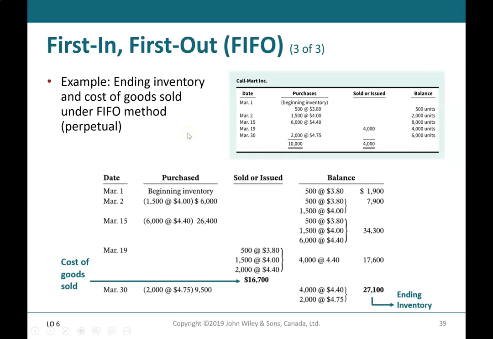First in, first out, FIFO. Example, ending inventory and cost of goods sold under FIFO method perpetual. So even though we will do this every time we make a sale, you're actually going to end up with the same cost of goods sold and ending inventory as your FIFO method under the periodic method. So they'll be the same.